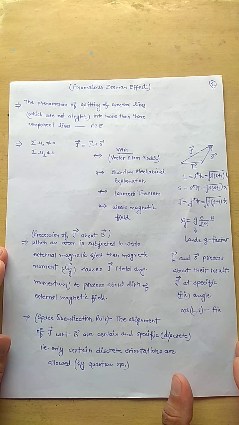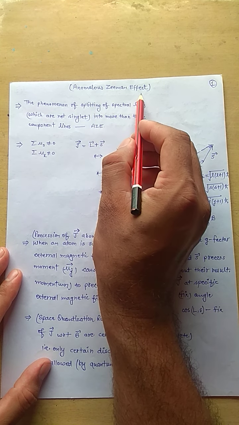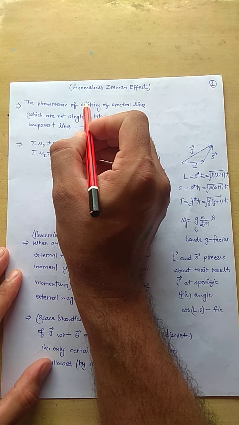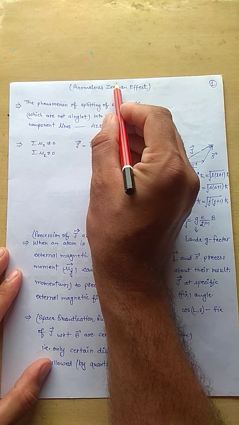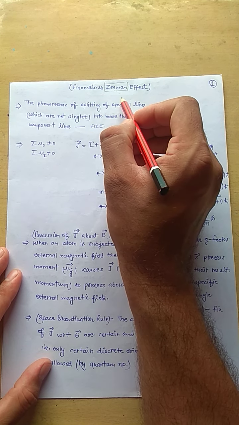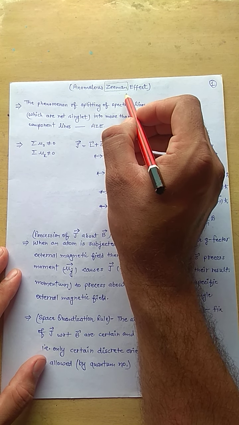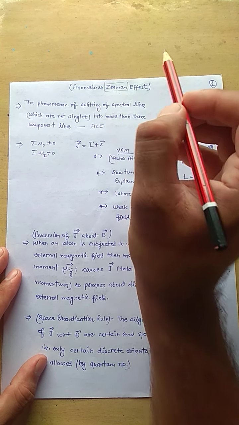Hello everybody. Today we will discuss the anomalous Zeeman effect. Firstly, let us see what the Zeeman effect is, which we have seen in the previous lecture. This is basically the splitting of energy levels in the presence of an external magnetic field.